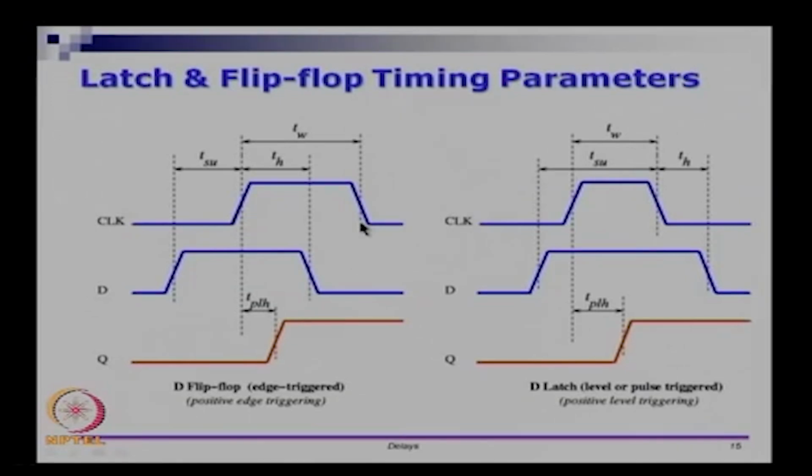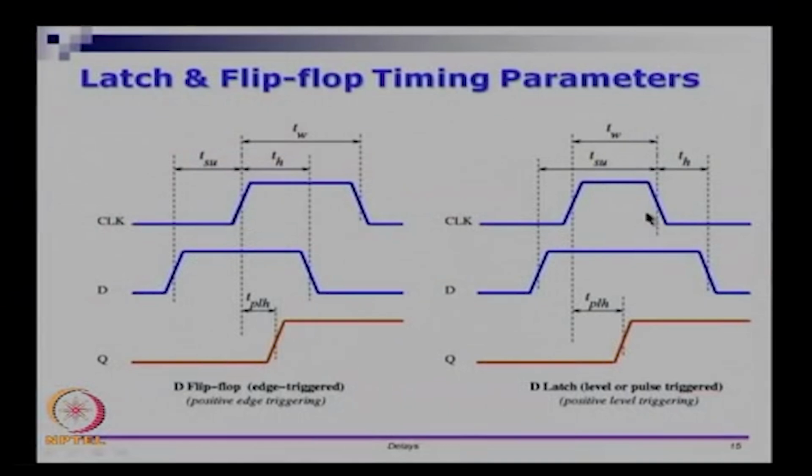So, this opening and closing edge could be either positive edge trigger in the input or negative edge trigger. It does not mean that opening edge is always 0 to 1 and closing edge is always 1 to 0. So, for a positive edge triggered flip flop, the opening and closing edges are both 0 to 1 transitions on the clock, and for a positive level triggered latch, the opening edge is 0 to 1 transition and closing edge is 1 to 0 transition. Okay. So, given that in mind, let us see how various parameters are defined.